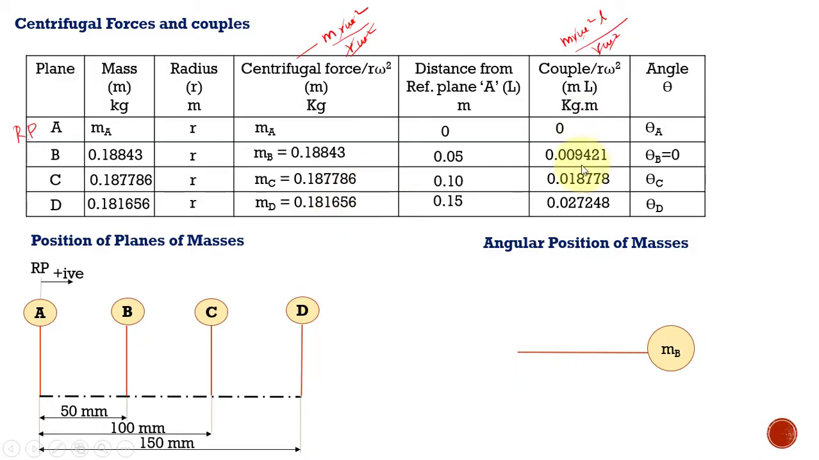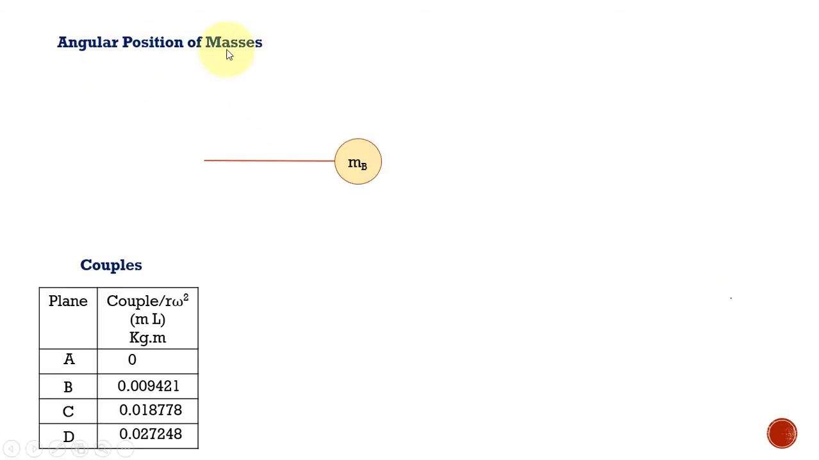So we have to understand that it is easy to complete the problem by starting from drawing the couple polygon. Now let us see how to draw the couple polygon. As far as angular position is concerned, we only got the angular position of mass B, that is, it is going to be located horizontally. For other masses, we don't know exactly the angular positions, so that is our task. We are going to calculate it by drawing this couple polygon.